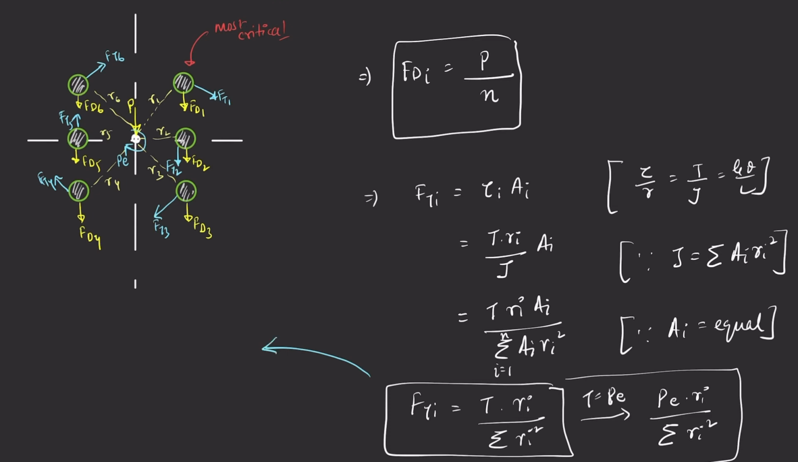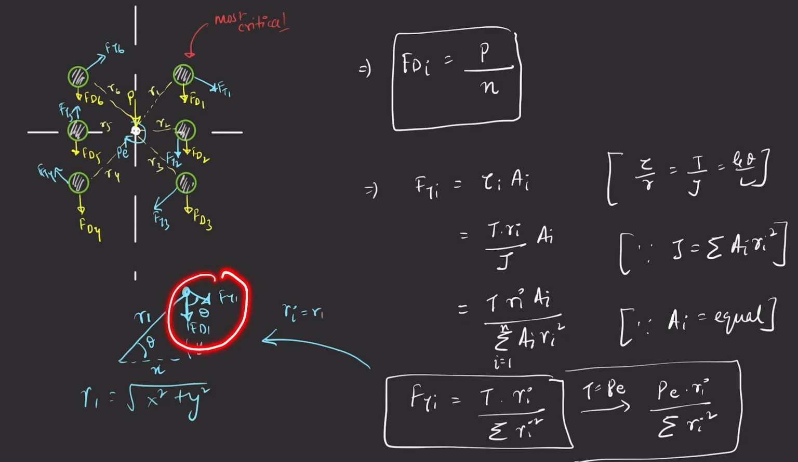So for example, for the most critical bolt, what will be the value of Ri? By drawing the diagram we can see that this is your R1. So this Ri will be R1, and here is our bolt where FT1 and this FD1 are acting, making an angle theta between the two. This theta will be the same as this theta. R1 can be found using this distance x and y, so it will be the square root of x square plus y square using the Pythagoras theorem.